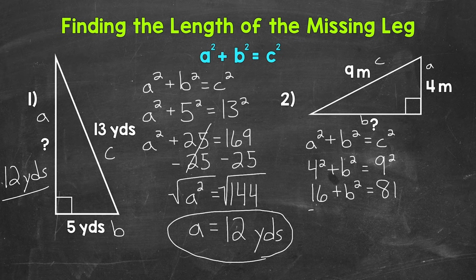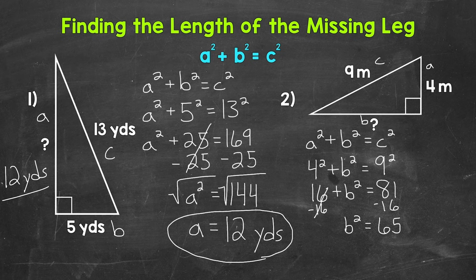Now we can subtract 16 from the left side of the equation, and whatever we do to one side of the equation, we must do to the other. So let's subtract 16 from the right side as well. The 16's on the left side of the equation cancel each other out, so we have B squared equals, and then 81 minus 16 gives us 65.